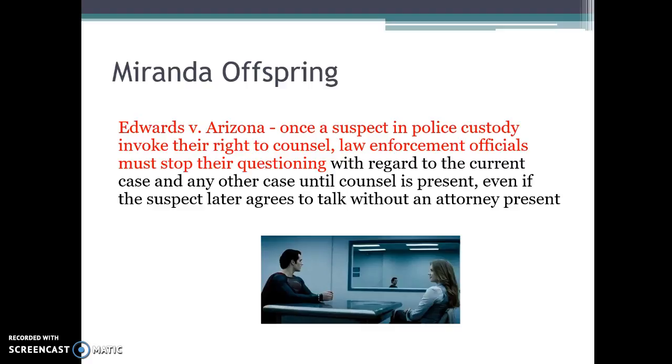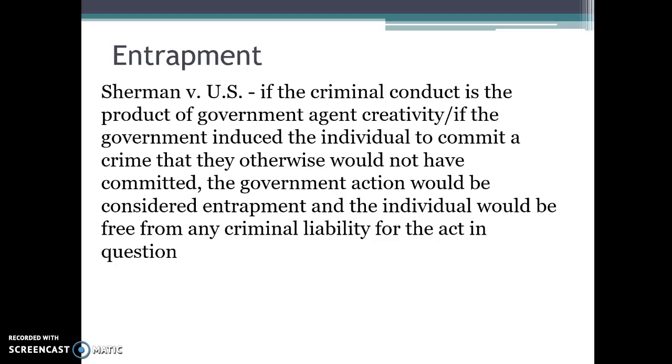Okay, there are some offspring, or cases that are related to Miranda. The important one is Edwards versus Arizona. In this one, basically, the precedent that is established is that once a suspect says they want a lawyer, then the questioning stops. As soon as you say, I want a lawyer, the police have to stop asking their questions until the lawyer arrives.